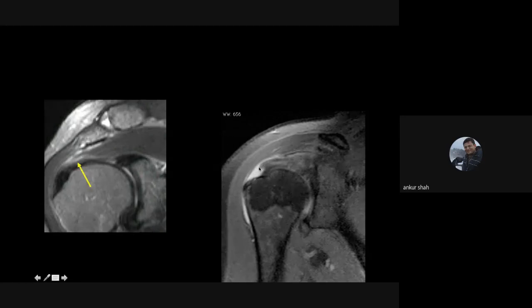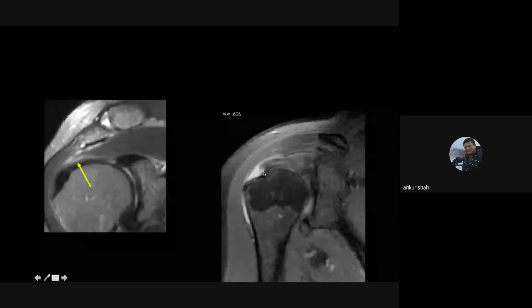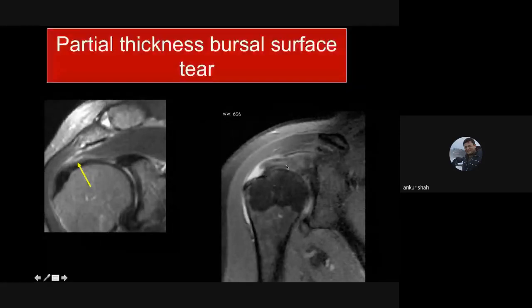While here, if you measure this, then the entire length of the fibers or extent of the tear is more than 50% of the thickness of the fibers. Maybe only about 10-15% fibers are left. 75 to 80% fibers are completely torn. So this is high grade partial thickness bursal surface tear of the supraspinatus tendon. So that you should know. This is the partial thickness bursal surface tear.